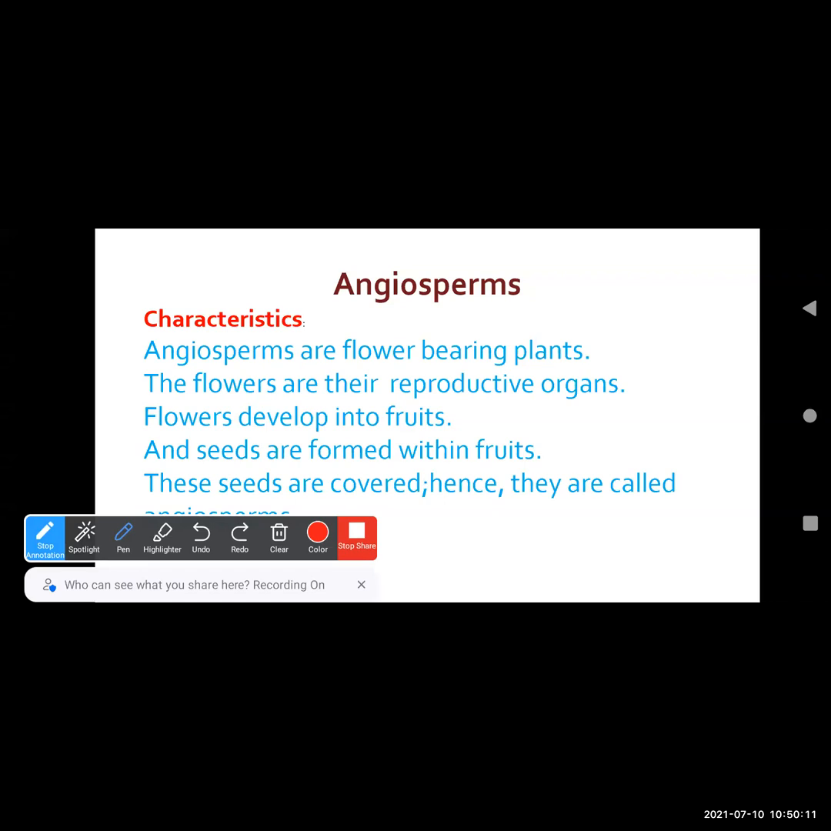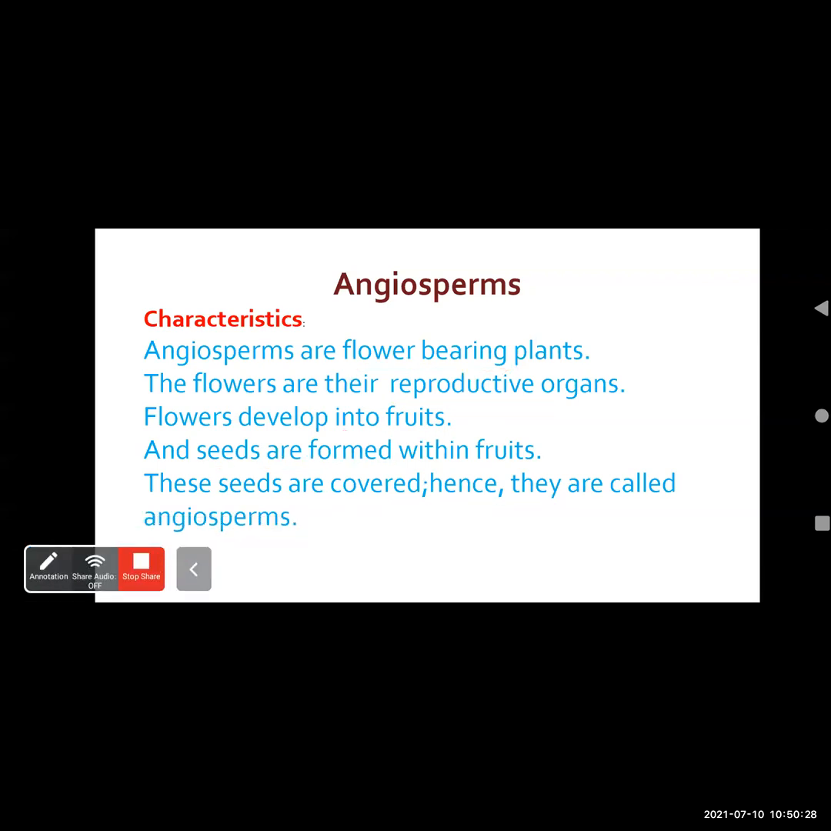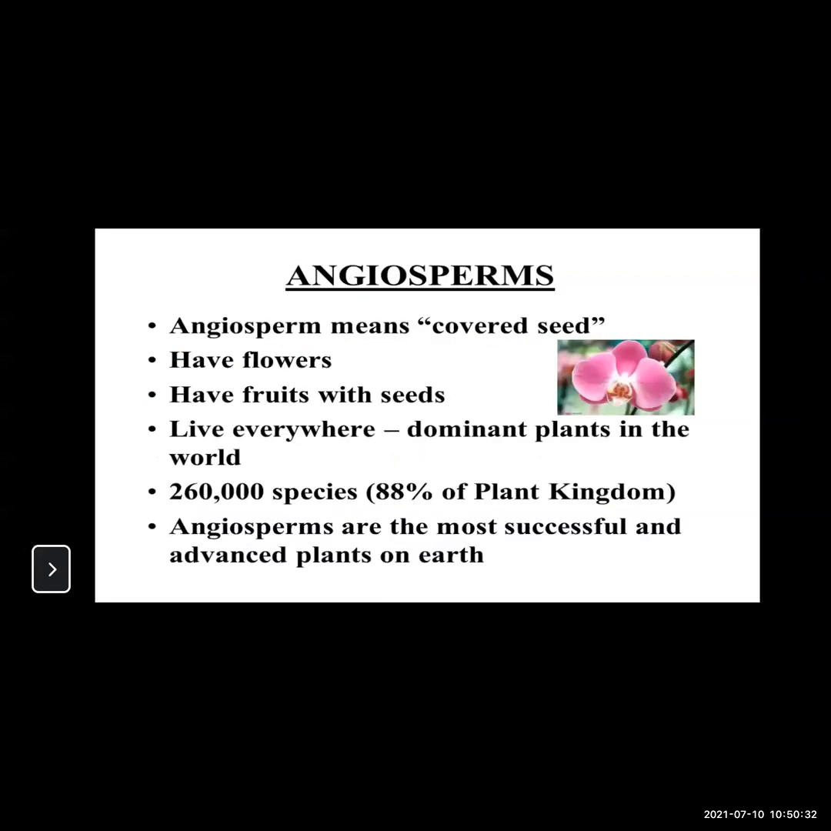So underline the important characteristics. These are flowering plants. Flowers are the reproductive organs in them. They bear fruits, and the seeds are also present, and seeds lie inside the fruit. So these are the important characteristics of angiosperms. Also, we have seen angiosperm means covered seeds.